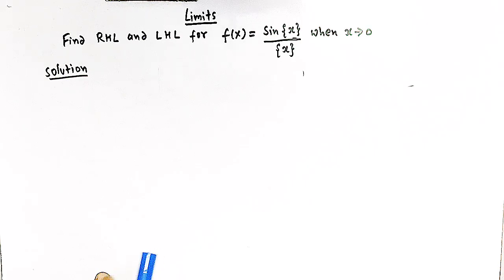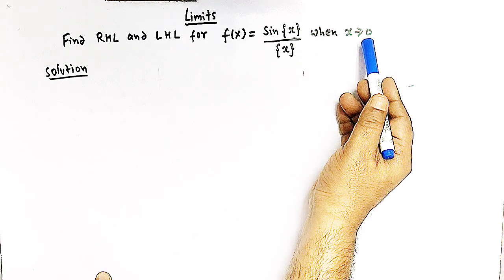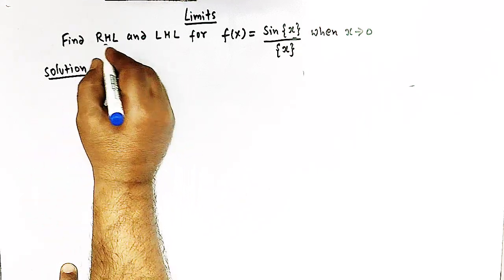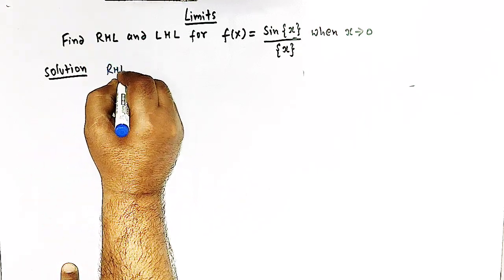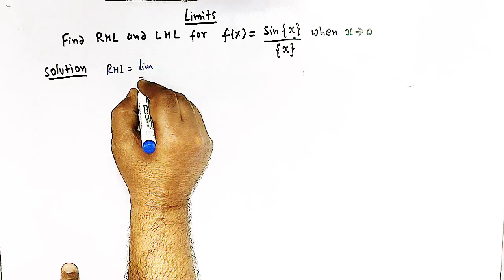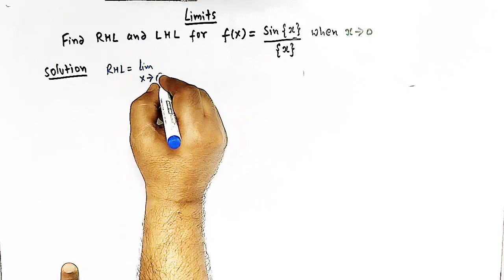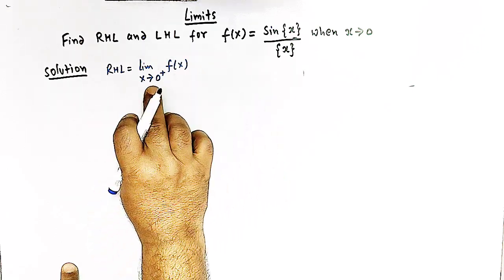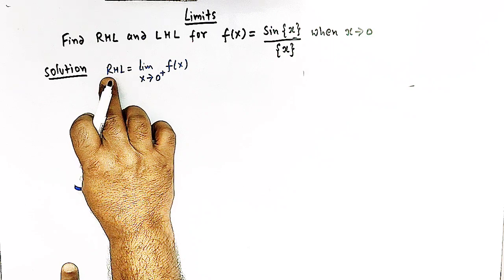So let us see how we can find the right hand limit and the left hand limit when x tends to 0 for this function f(x), using the definition of the fractional part function in terms of the greatest integer function. So let us start. The notation for the right hand limit is limit x tends to 0 plus of f(x).